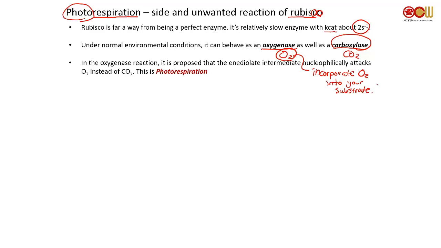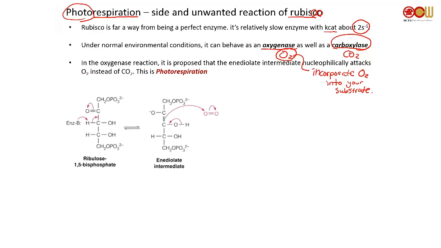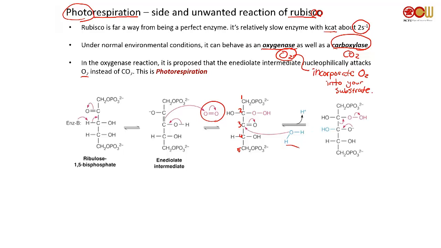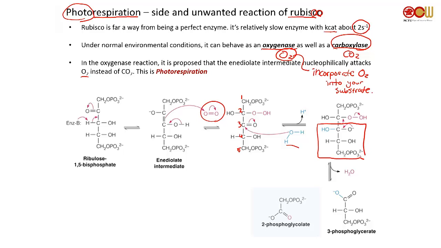Okay? So in the oxygenase reaction, the enediolate intermediate, instead of doing a nucleophilic attack on the CO2, attacks O2, right here. As a result, what you generate is a 1, 2, 3, 4, 5 carbon intermediate. Normally you would have gotten a 6 carbon product that is split into two 3 carbon products. But now what you get is a 5 carbon intermediate, and then of course you still split using water. You will get, okay, the bottom is still 3PG, okay, so that's fine.